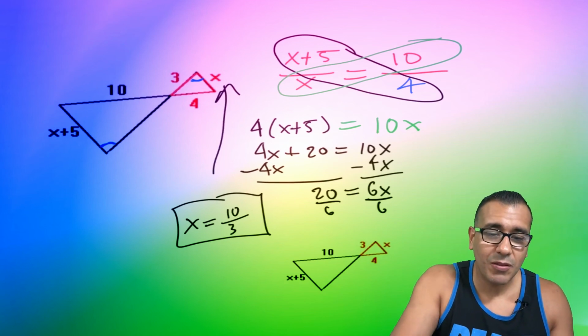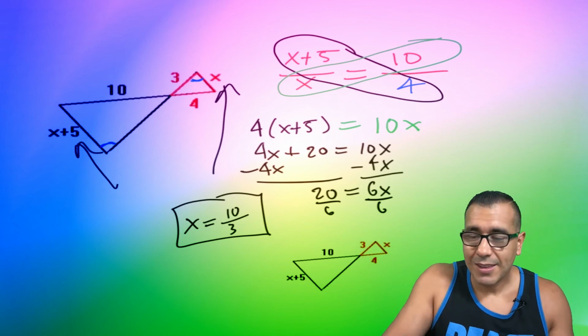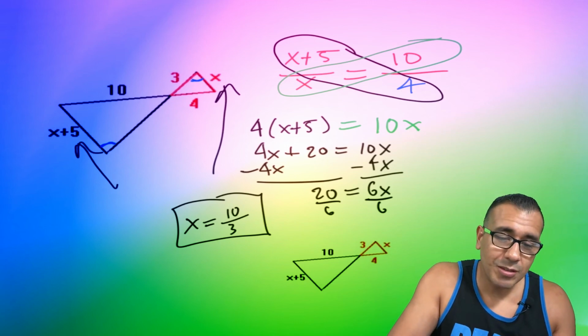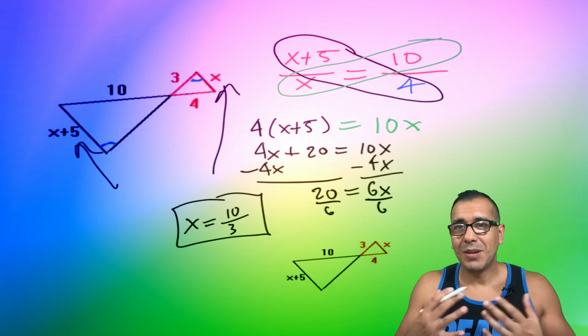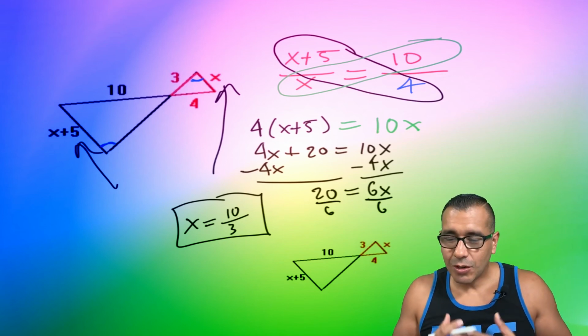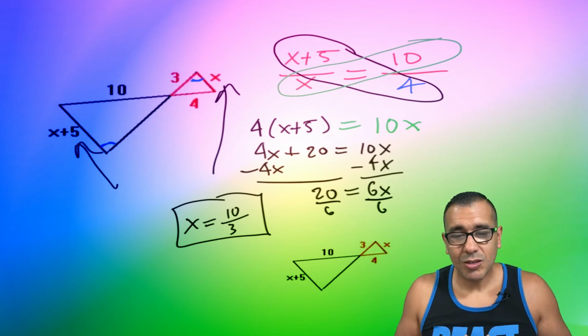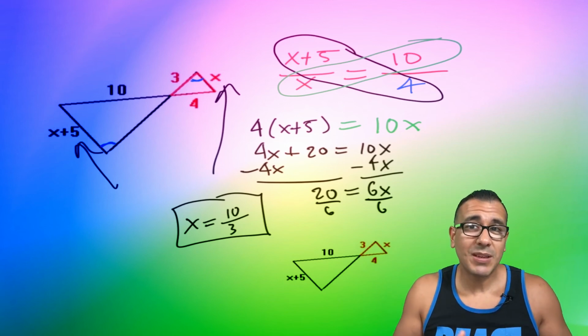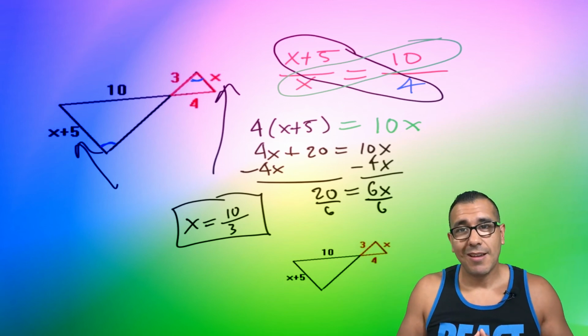If they wanted you to find this length over here, then we would just go ahead and take our 10/3 and plug it in for x. But again, hopefully this gives you a great understanding of how to use this idea of similar triangles to solve for these missing sides, because you will be doing this a lot.